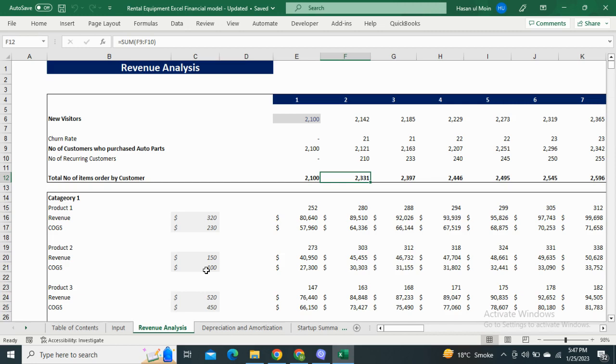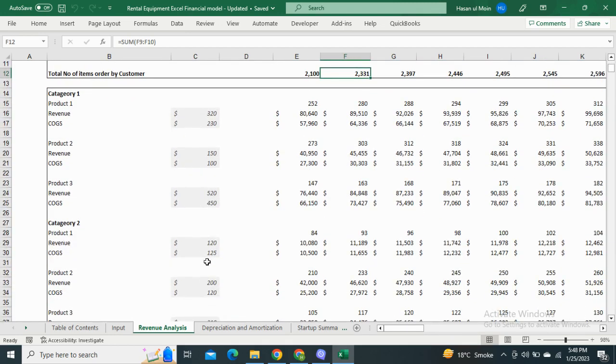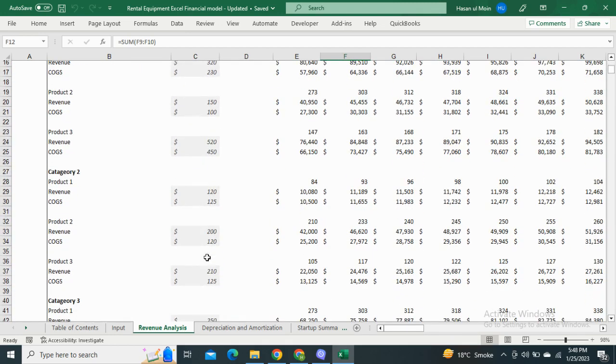Moving on to the revenue analysis sheet, it shows the total number of visitors in each month and each visitor converted into a customer. It also shows the revenue generated from each product.